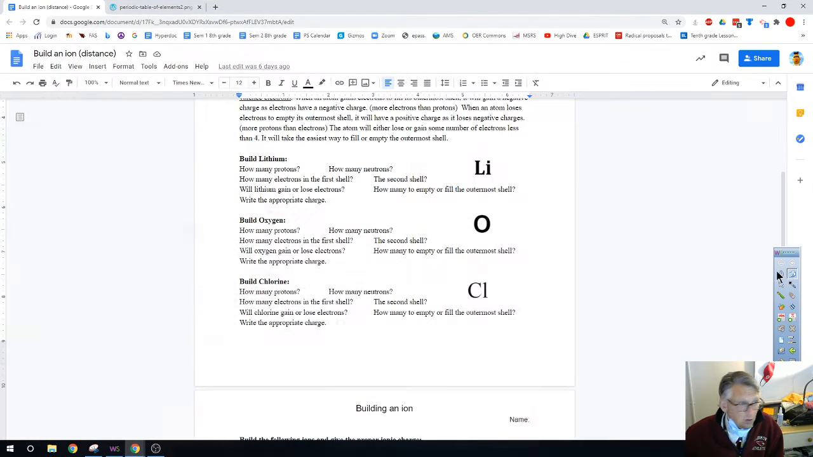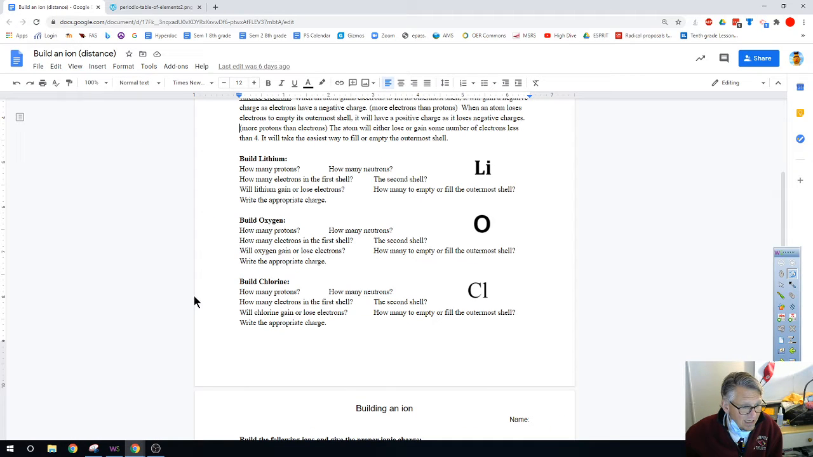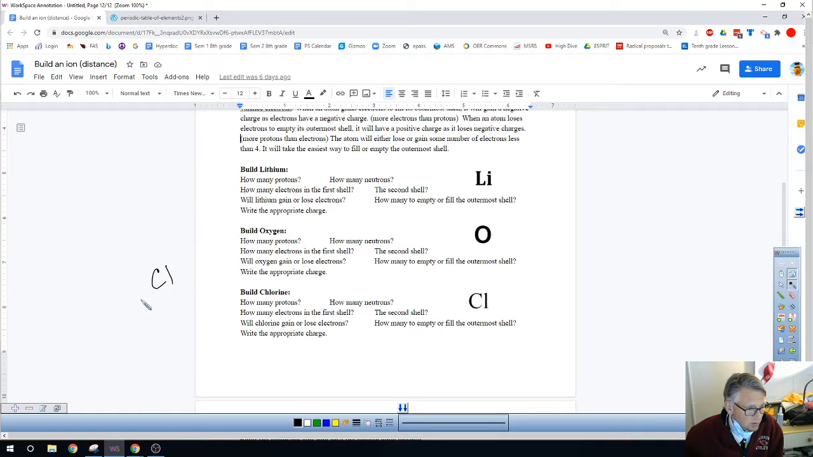Next one is chlorine. So if we take a look at chlorine, it is right here, and it's 17 and 35. So chlorine, 17 and 35. How many protons? 17. How many neutrons? That'll be 18. So we have 17 electrons.